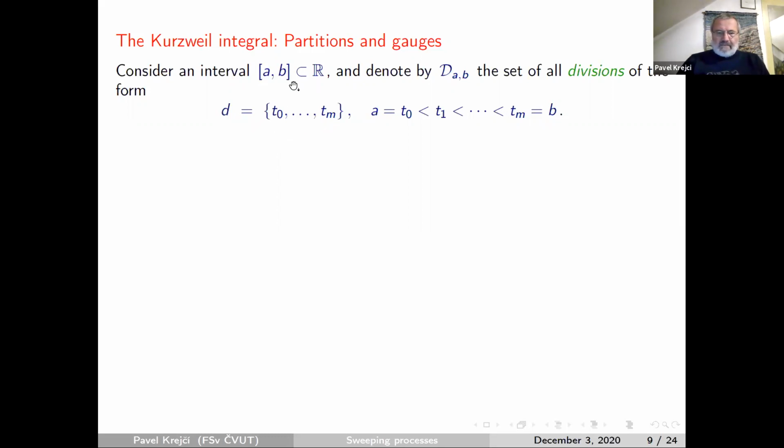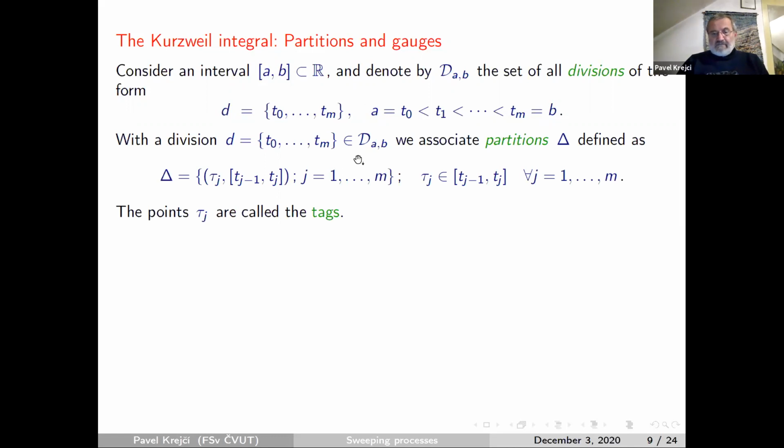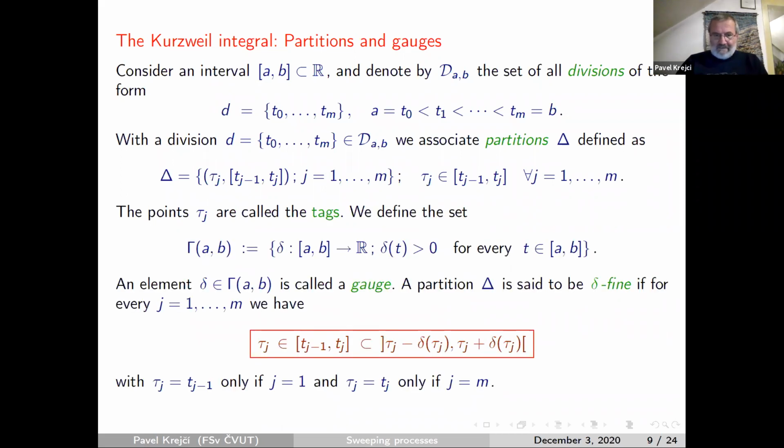We take an interval [a,b], and a division of the interval with division points t0, t1, etc. With the division, we associate partitions. An element of the partition consists of one interval of the division, [t_{j-1}, t_j], and one element chosen in that interval, which I call the tag, tau j. So tau j is an element of [t_{j-1}, t_j]. Up to now, this is exactly what Riemann would do, but there is a point which is different from the Riemann construction.